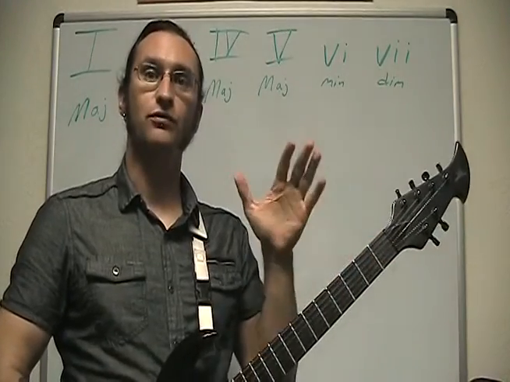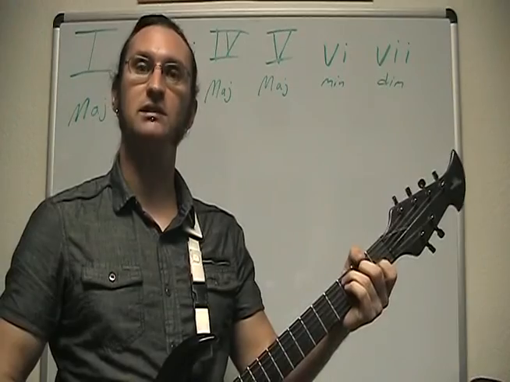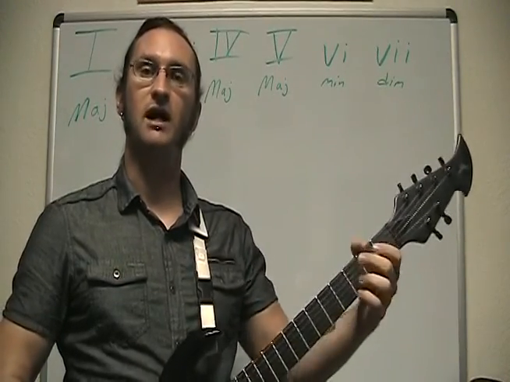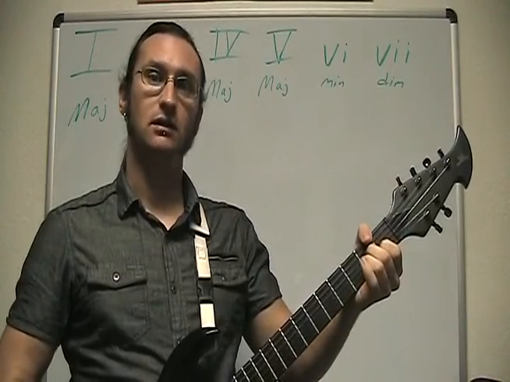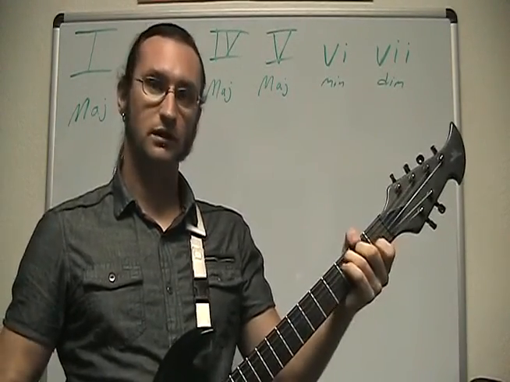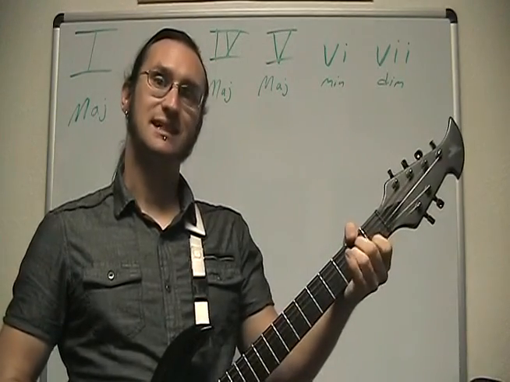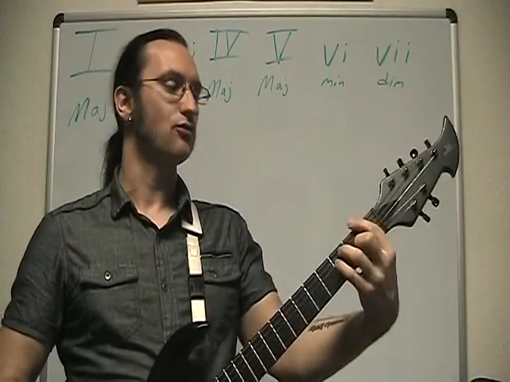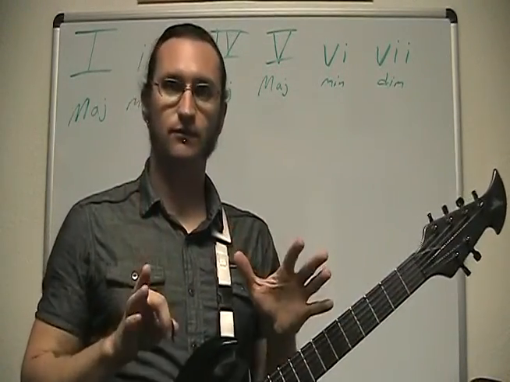So the 1, 4, and 5 is major, and the 6 is minor. So when we're going through this, we got the 1 is the C major, then 5 the G major, 6 is minor, and then the 4 major. 1, 5, 6, 4. This happens for every single key.